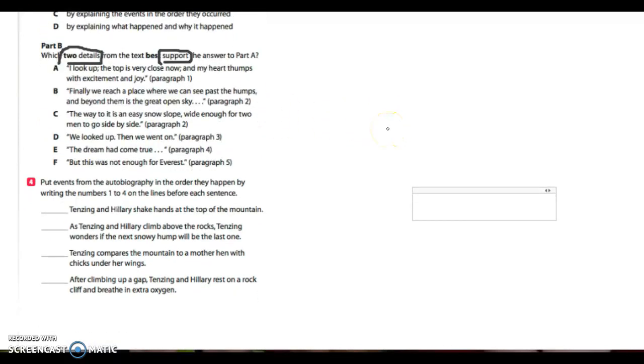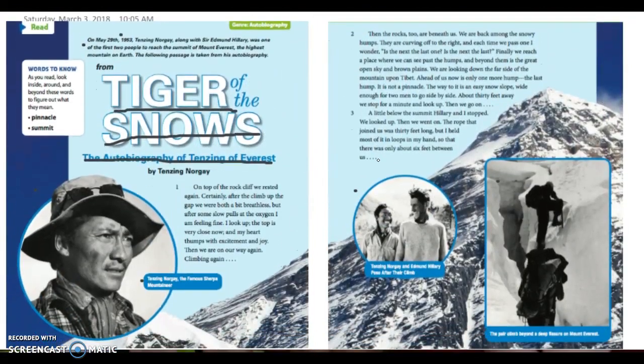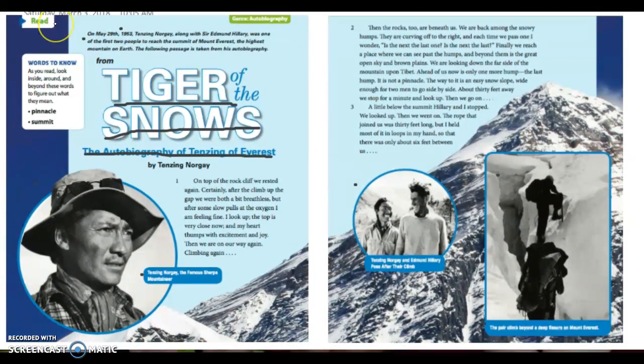Question number 4. Put everything from the autobiography in order they happened by writing the numbers 1 to 4 on the lines before each sentence. So we are going to put numbers 1 through 4 on the lines and put them in order. Remember, when we're talking about order, we're talking about sequence and chronological order. Okay, the next part is V, venture through the passage.